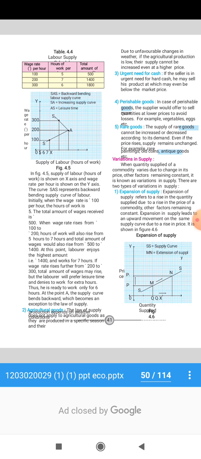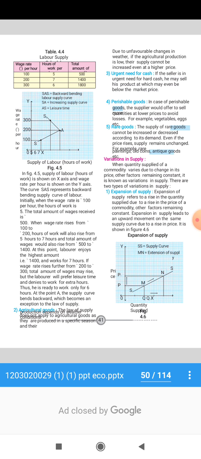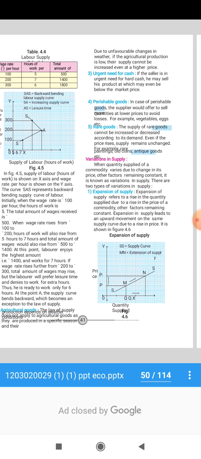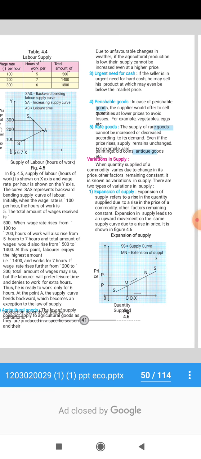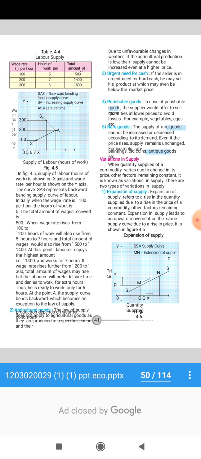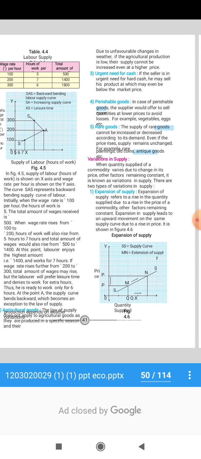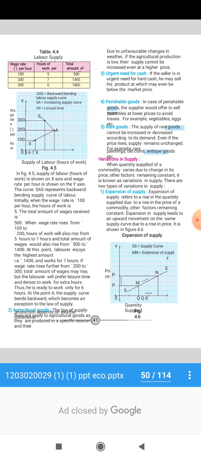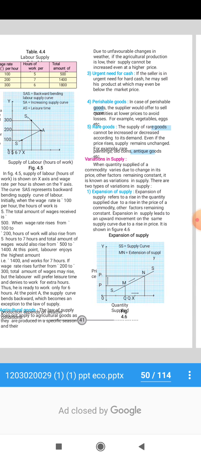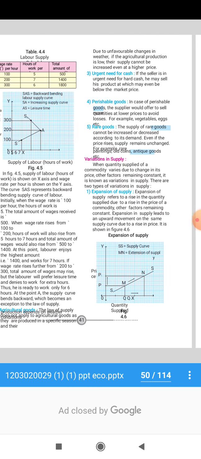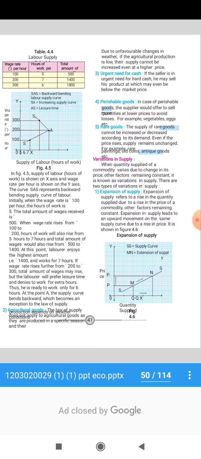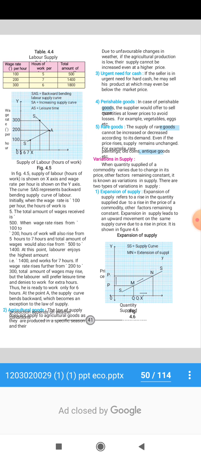The next concept, variation in supply. There are two concepts: variation in supply and change in supply. Variation in supply has two parts, expansion of supply and contraction of supply.